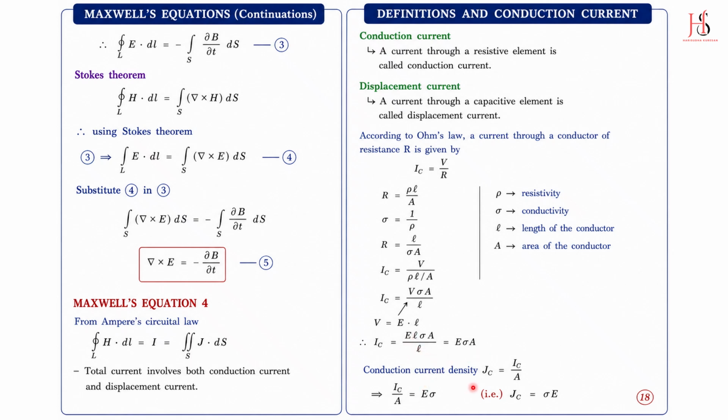So the conduction current density Jc can also be written as conduction current divided by the area of the conductor. Therefore we can write it as Ic by A is equal to E sigma, or else the conduction current density Jc is equal to sigma into E. Now, as I said, the total current is contributed by conduction current and displacement current. Now we found an equation for conduction current density and the conduction current. Now we will see what is displacement current.